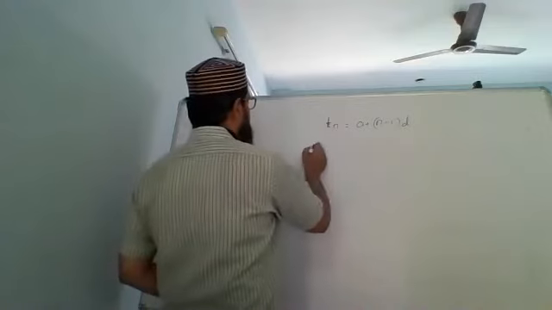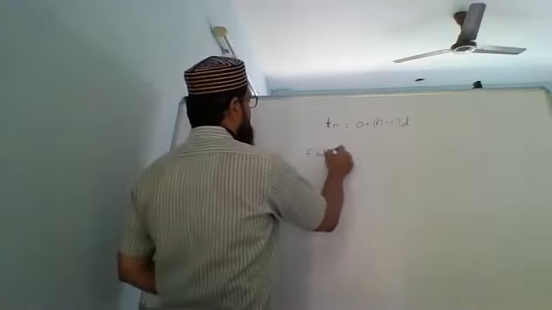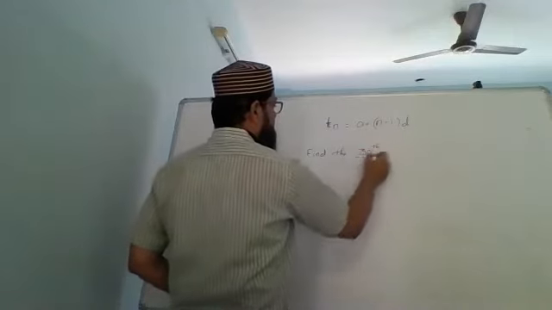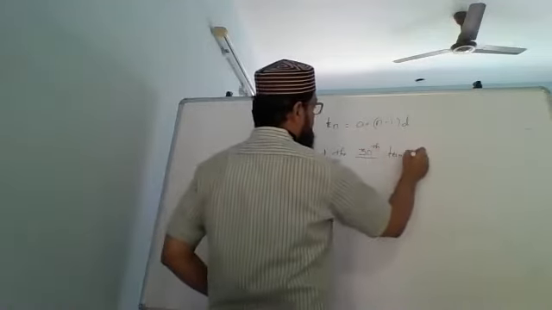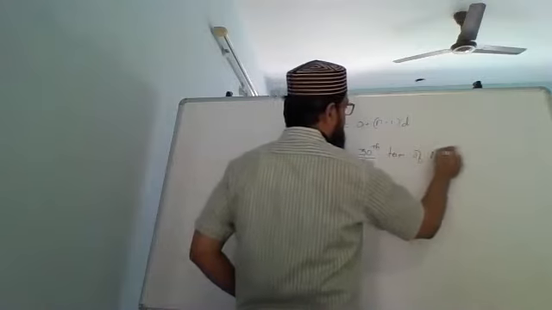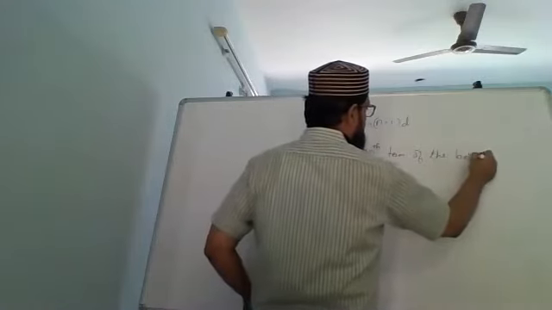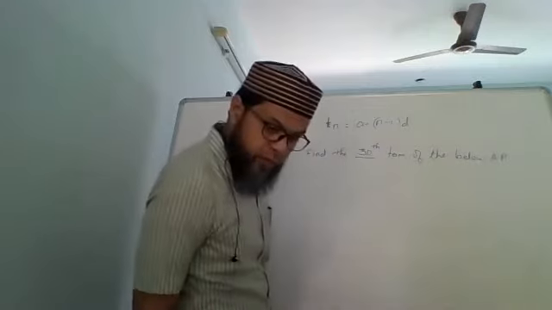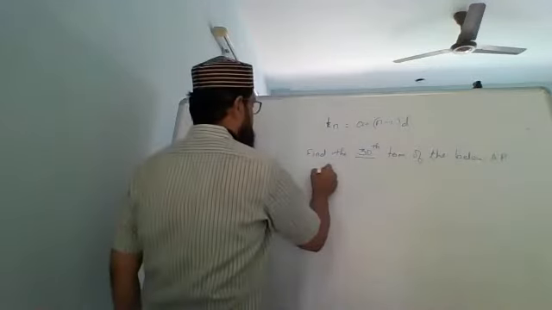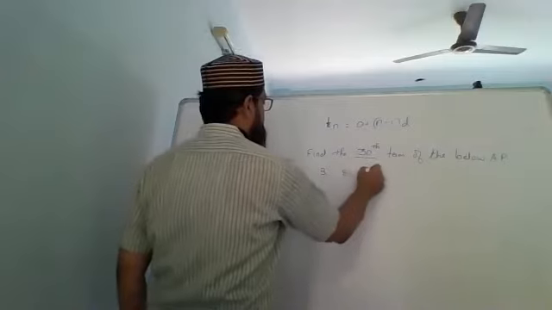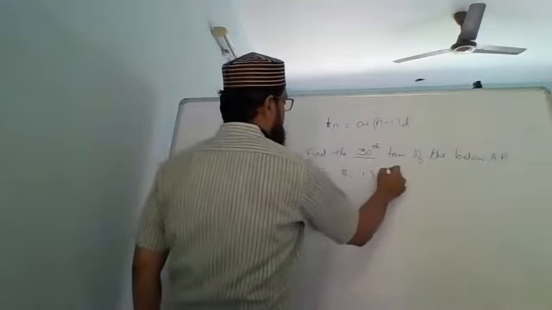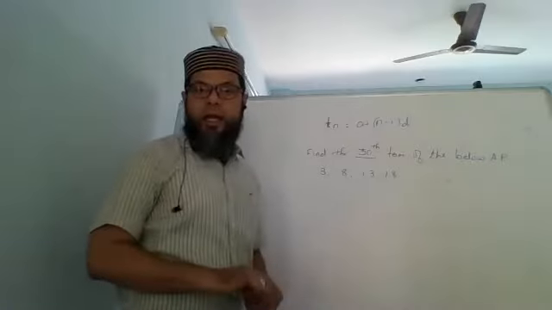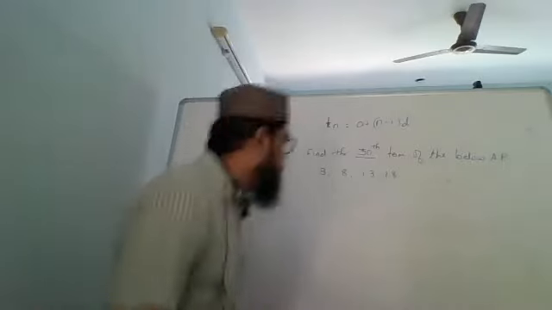How to find the nth term of an AP. Let's find the 30th term of the below AP. The AP is 3, 8, 13, 18 and so on.